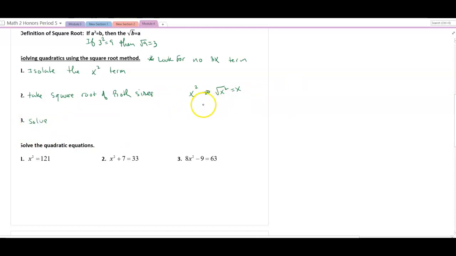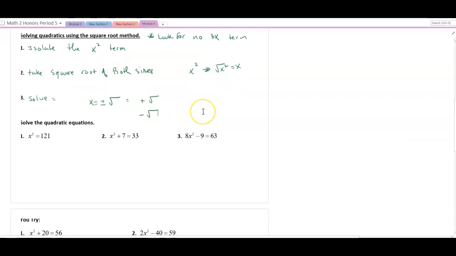One thing you have to keep in mind is that when we take the square root of both sides and solve, you're going to get x equals plus or minus the square root. What plus or minus means is the positive square root and the negative square root.